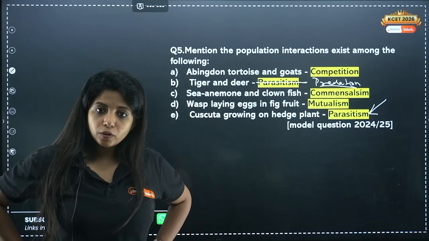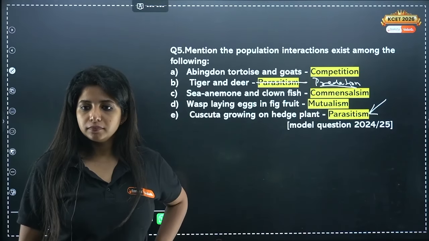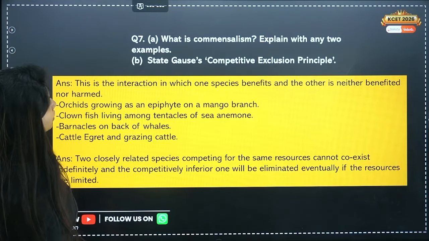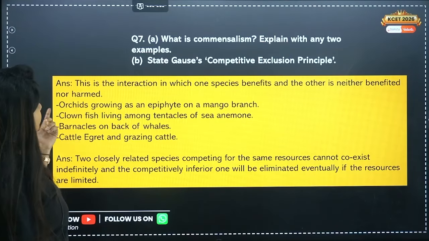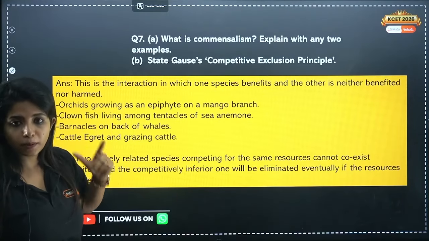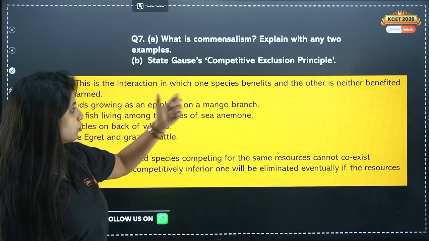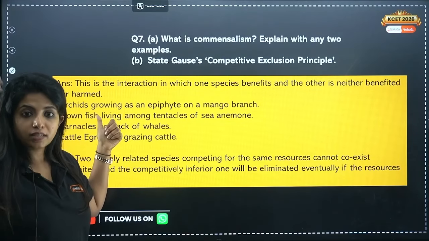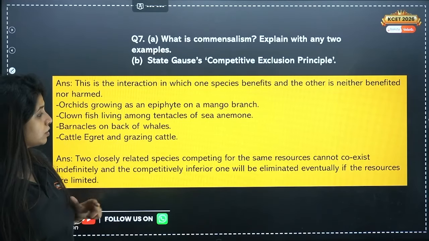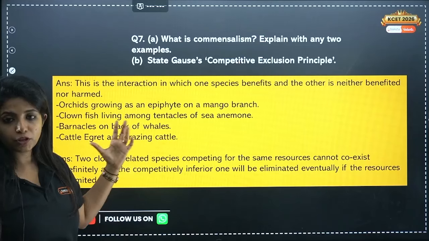Cuscuta does not have chlorophyll of its own, which is why it is dependent on the plant for food. Cool? Yes, ma'am. Fine. Now, what is commensalism? Give any two examples. This is an interaction in which one species benefits and the other is neither harmed nor benefited. Orchid growing as an epiphyte on a mango branch. Here, the orchid gets the benefit of sunlight and everything. Mango is not harmed. Clownfish living among the tentacles of sea anemone. Barnacles on the back of the whale. They are getting easy transportation, that's all.